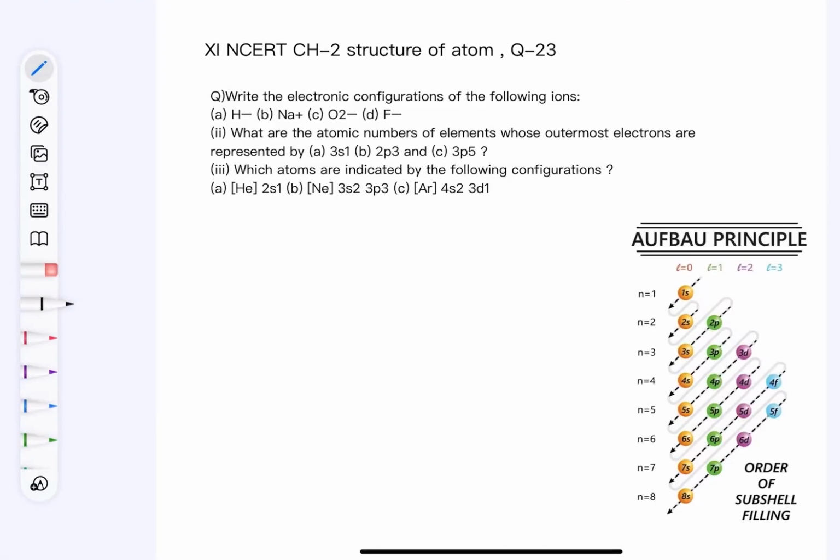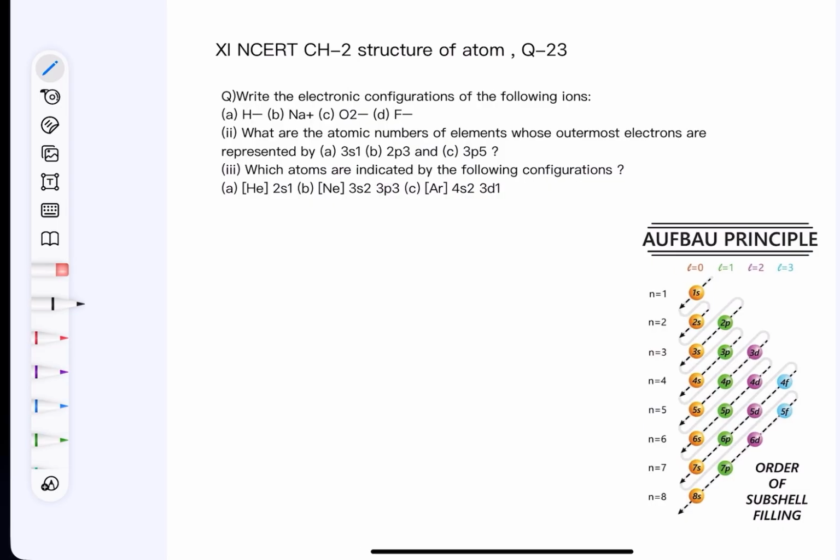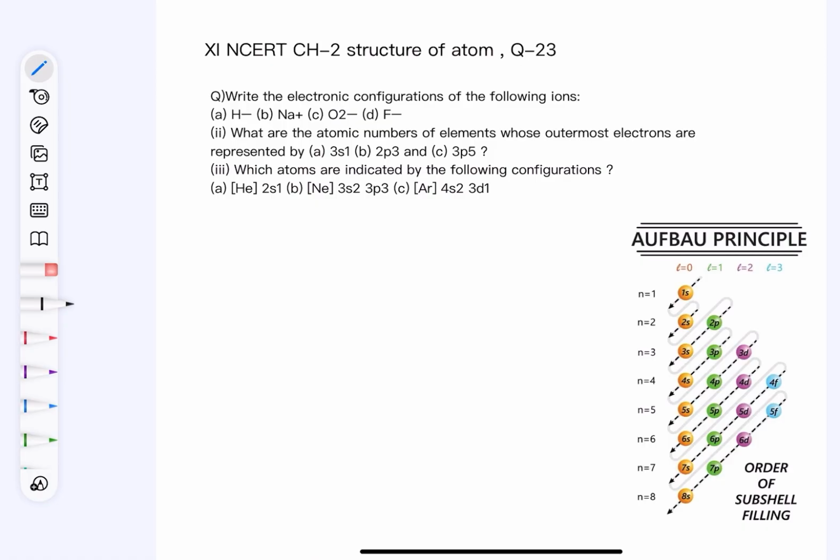Okay students, let us try to solve this question. You can see the question is: write the electronic configurations of the following ions. So that was the first part of the solution, where you need to find the electronic configuration of the ions given. The very first ion given to you is H minus.